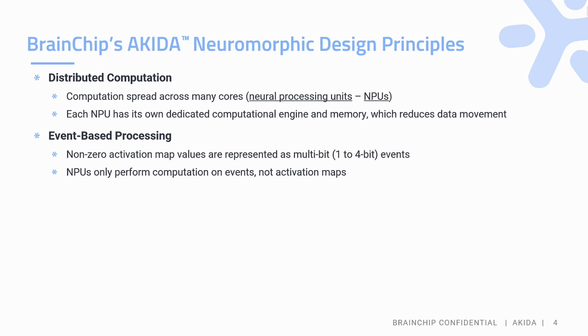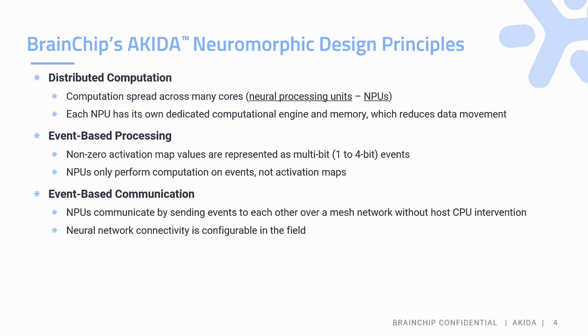The event-based processing, like I said before, allows us to reduce the number of computations a lot. When you run an inference engine, you get an activation map. We treat the non-zero values in the activation map as 1, 2, or 4-bit values and do computation on that. But if the activation map has zeros, no computation is required.